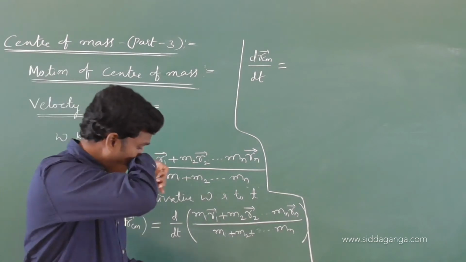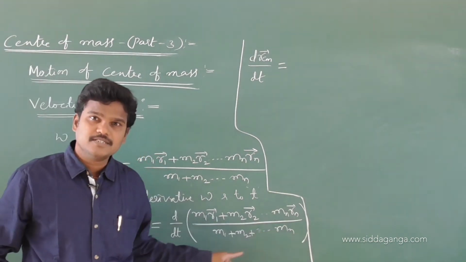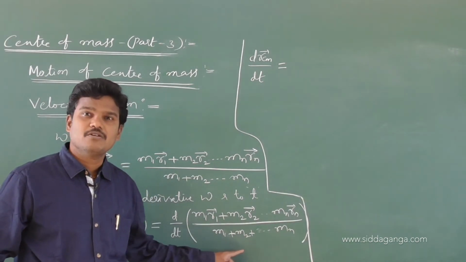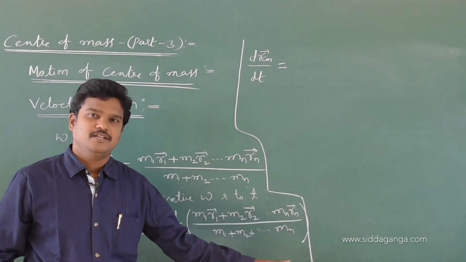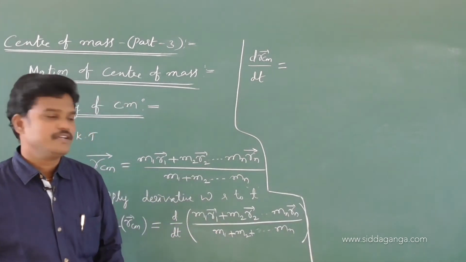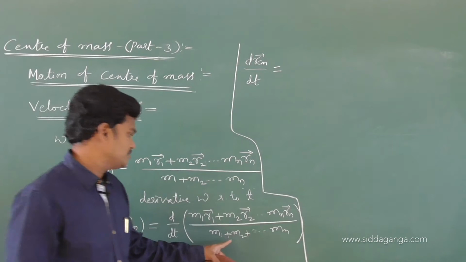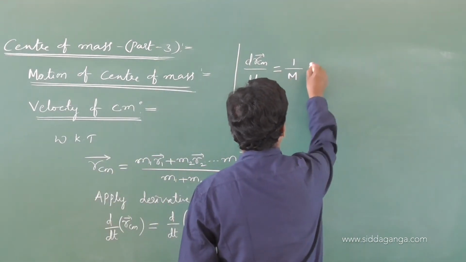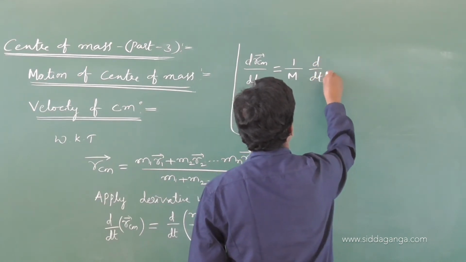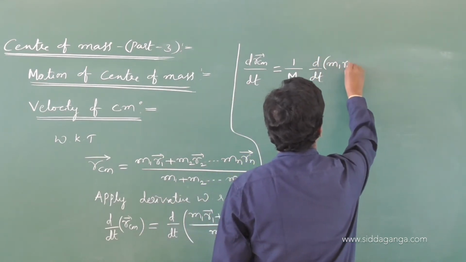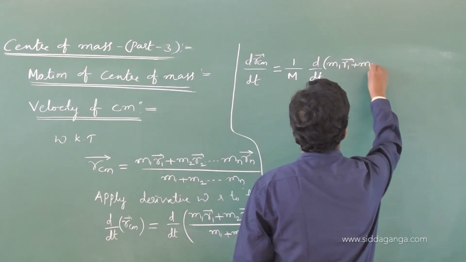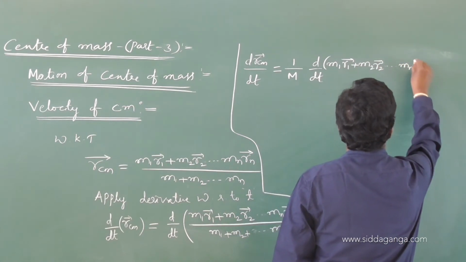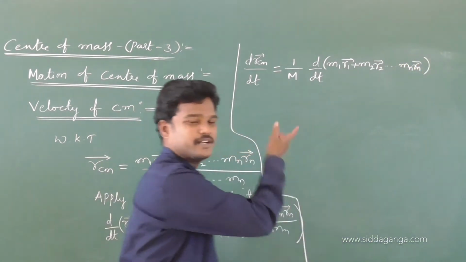And on the right side, see m1, m2 and mn, let me replace this with a capital M symbol. This is nothing but the summation of mi. That summation of mi we can replace with capital M. So the downside we can replace with capital M. Let me write 1 by M outside, d by dt of m1 r1 bar plus m2 r2 bar, so on mn rn bar. We can write directly, but I am using steps.